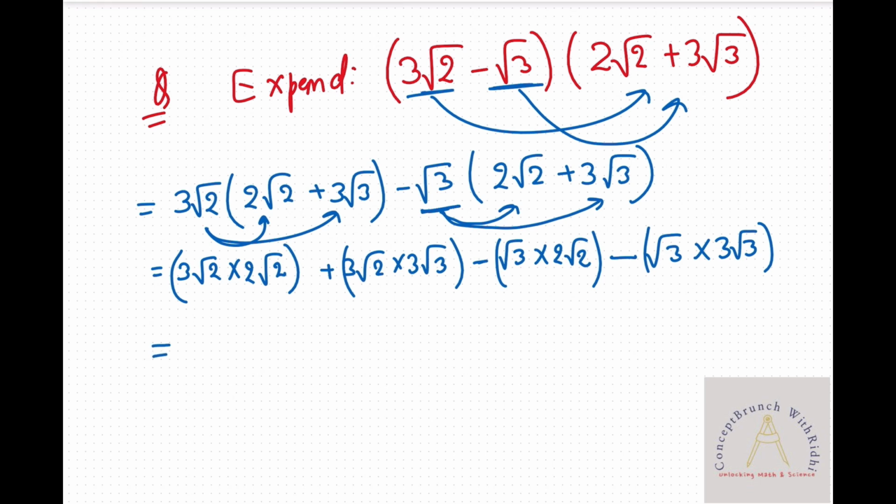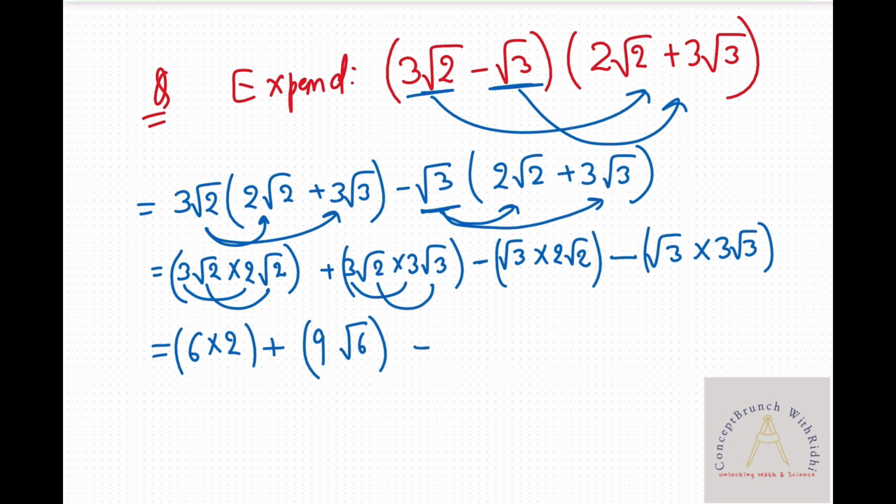Next. Again, just 3 times 2 is 6. Root 2 times root 2 is 2. Clear? Next. Over here again, 3 times 3 is 9. Root 2 times root 3 is root 6. Next. The coefficient is only 2. Just leave it like that. 3 times 2 is 6. Next. Coefficient is 3. Root 3 times root 3 is 3.